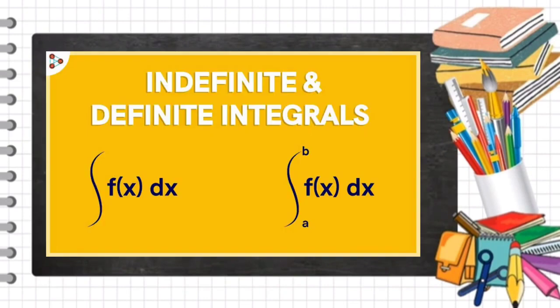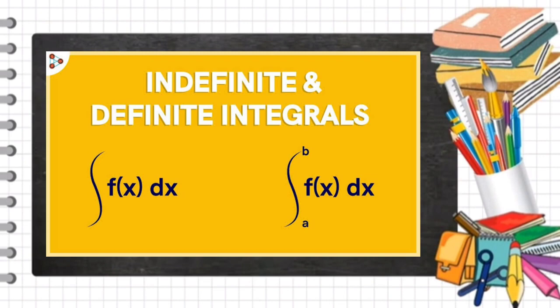On the left, I have an indefinite integral, and on the right, I have a definite integral. The difference is that a definite integral contains the lower limit a and the upper limit b. These are known as the limits of integration. Once you integrate the indefinite integral, it's going to give you a function in terms of x, for example F of x plus c. This will give you the antiderivative of lowercase f, which is capital F plus c.